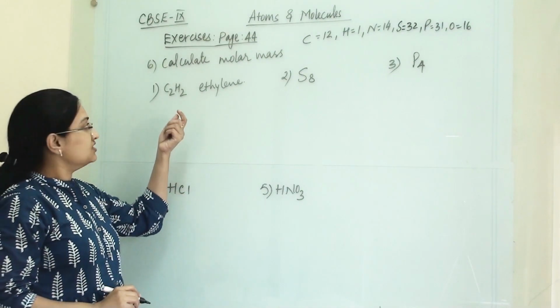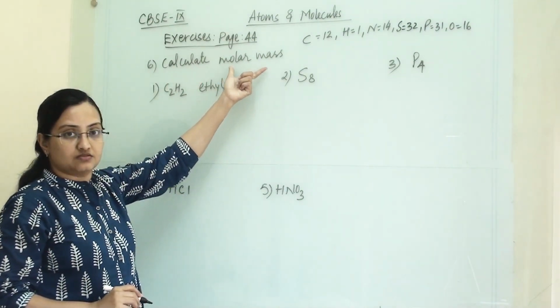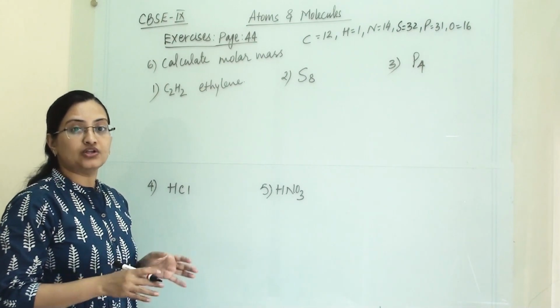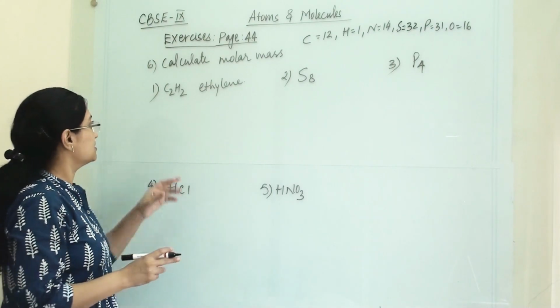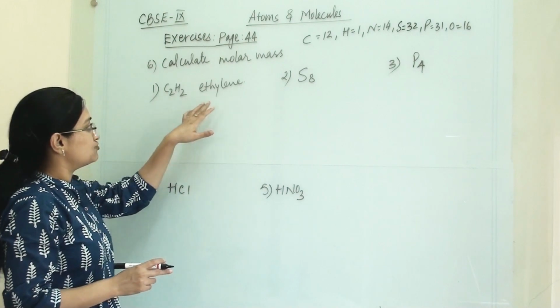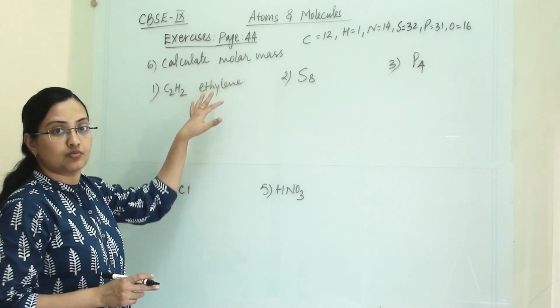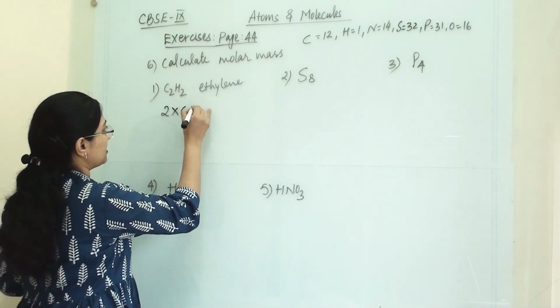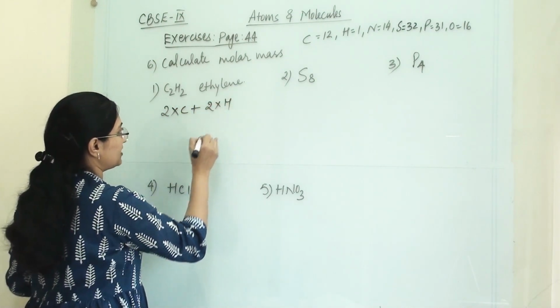Our next question is, calculate the molar mass. What is the meaning of molar mass? Molar mass is molecular mass, molecular weight. So here for C2H2, ethyne, we have to find out the molar mass. In this, 2 atoms of carbon and 2 atoms of hydrogen are present.